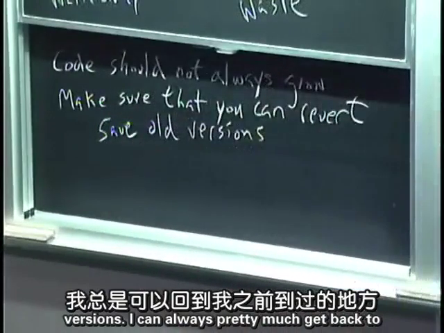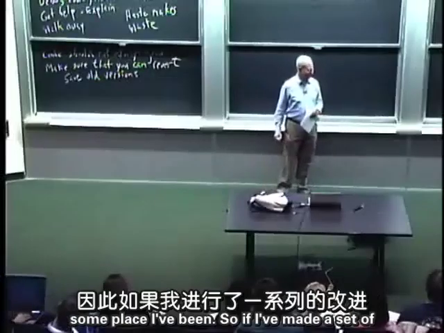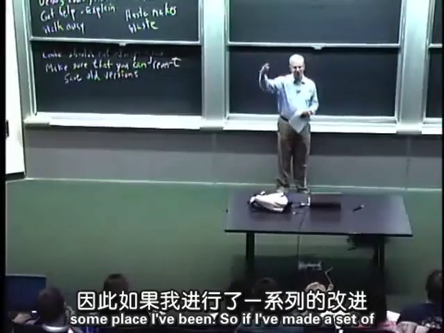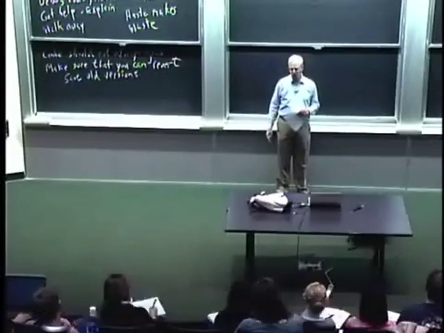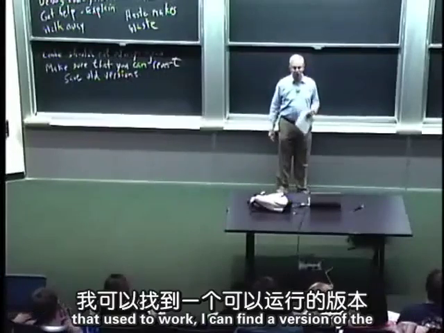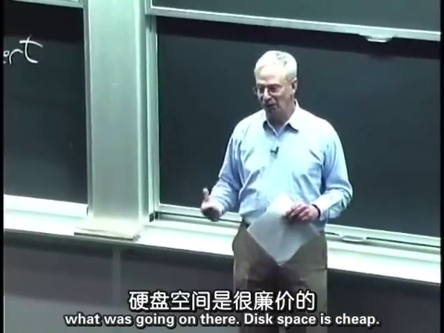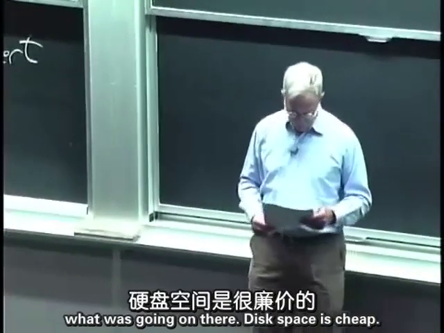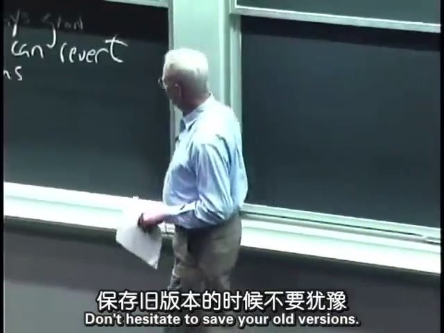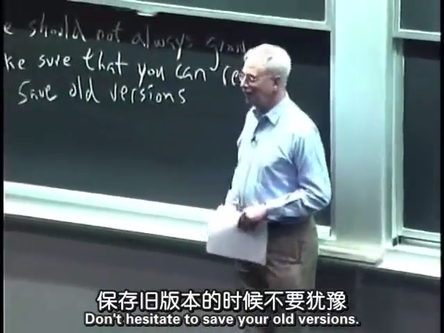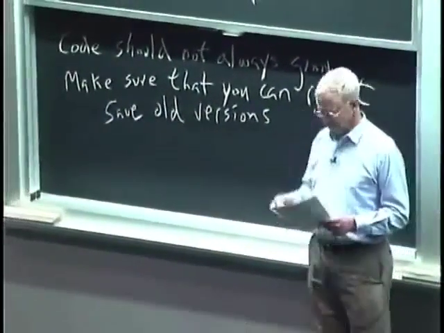I can always pretty much get back to some place I've been. So if I've made a set of changes and I realize I've broken something that used to work, I can find a version of the code in which it used to work and figure out what was going on there. Disk space is cheap. Don't hesitate to save your old versions. It's a good thing.